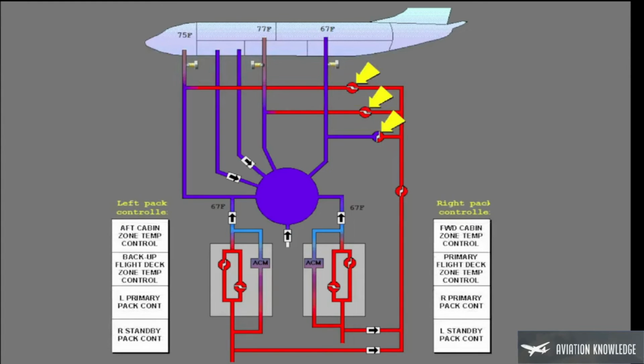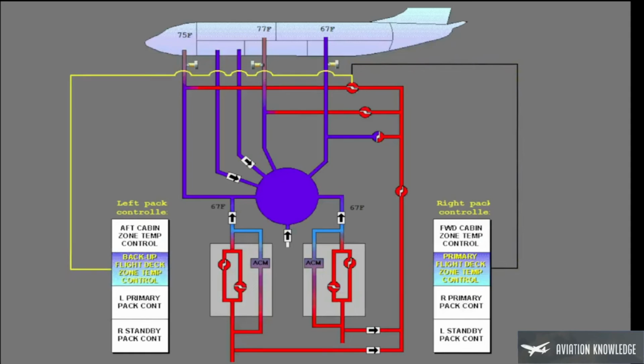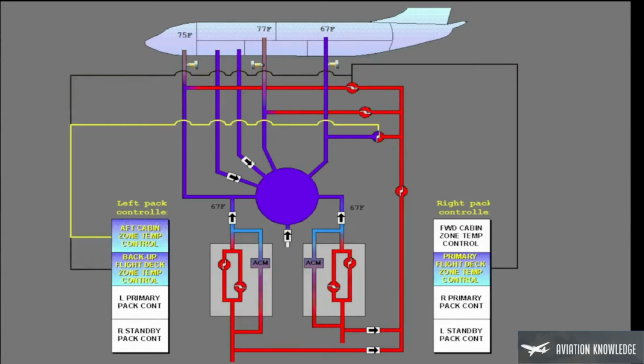There are 3 trim air modulating valves. The 2 pack controllers use the valves to control the temperature in the zones. The right pack controller is the primary controller for the flight deck trim air valve, and the left pack controller is the secondary controller. The passenger zone trim air valves have 1 controller.